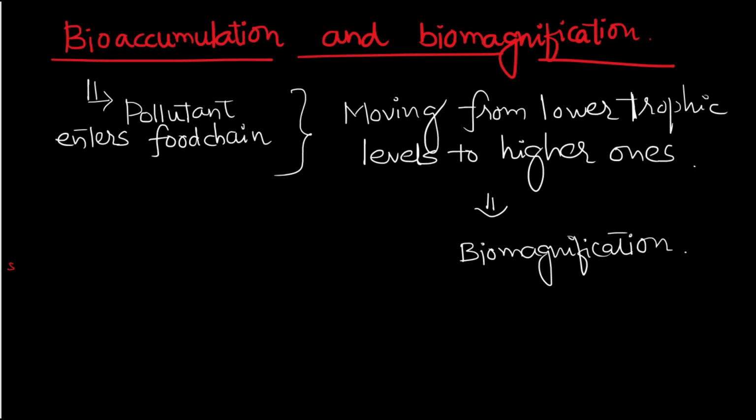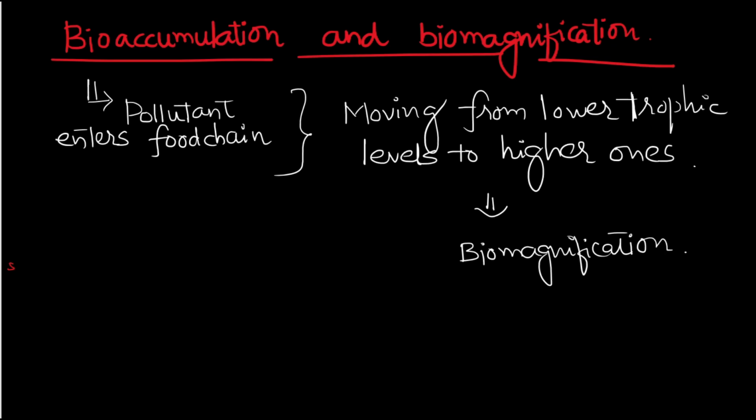So today's topic is bioaccumulation and biomagnification. What all is in this topic? Let us dive into the lecture and see that in greater depth. Now, what is bioaccumulation? A simple definition is when a pollutant enters a food chain. We saw about food chain in our previous videos. So when a pollutant enters a food chain, that is said to be bioaccumulation. And when that pollutant moves from lower trophic levels to the higher ones, that is said to be biomagnification. So these are the basic definitions of these two terms, and we'll see that in greater depth in coming slides.